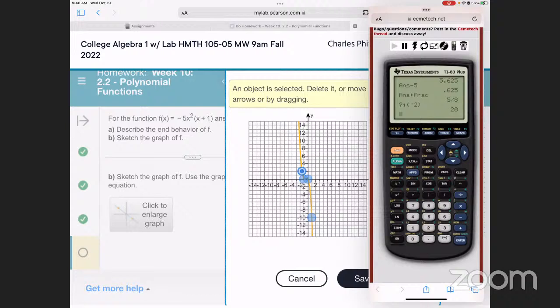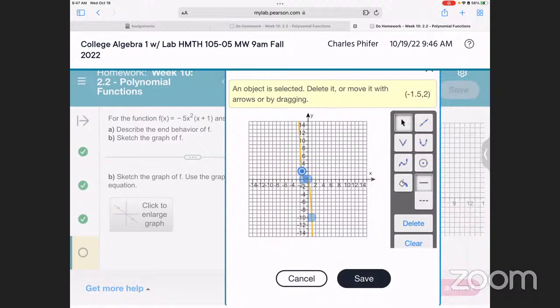-2 is 20, right? Let's try. It said -1/2, but we can't get to that one. Negative 1.5. Oh, right here. Yeah. 625. If we could just type that one in, then we can get there. Let me see. So we got 5.625.